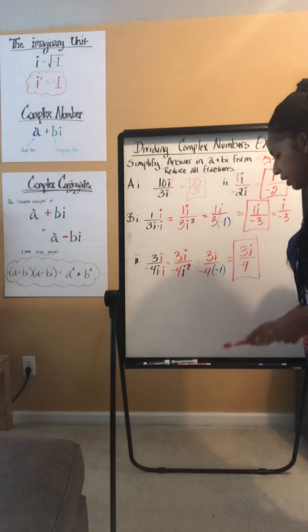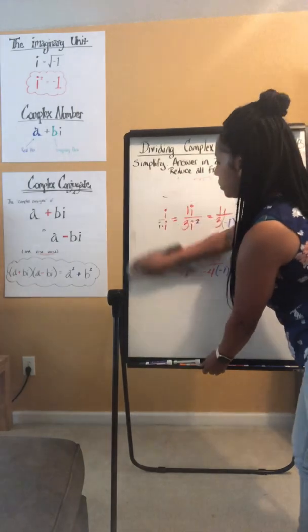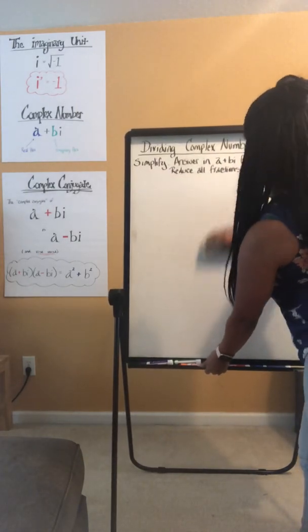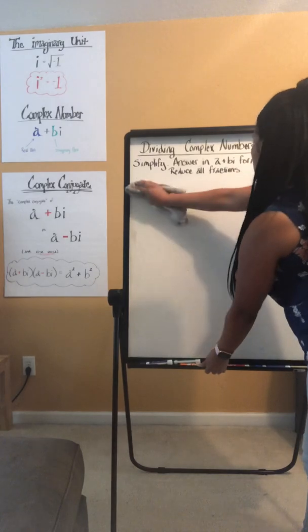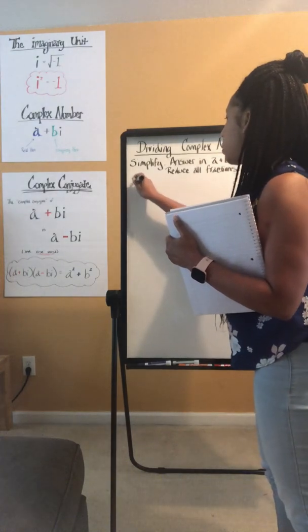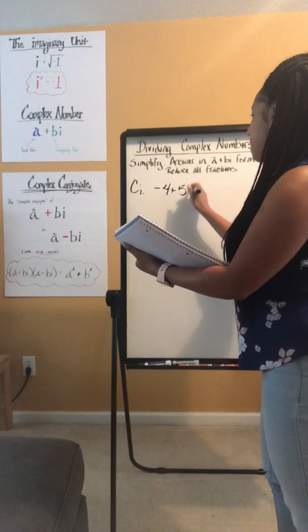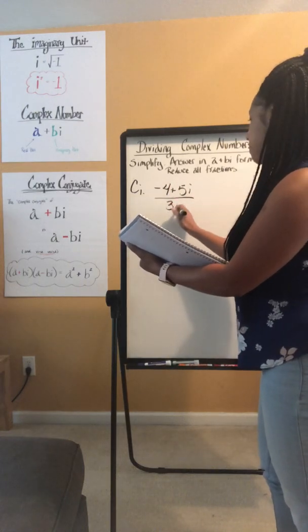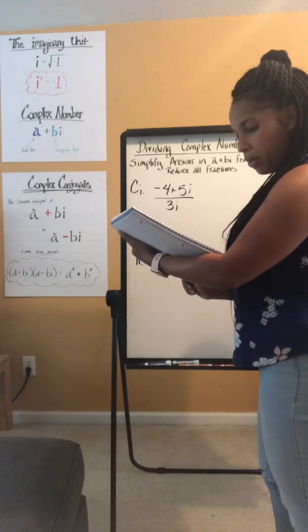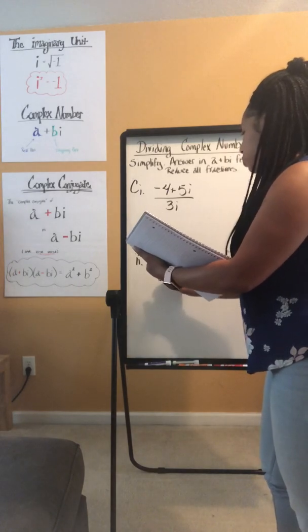So that was example A and example B. Real quick, I'm going to do an example C for you before I move on to the next video. The directions are the same. We're just simplifying and answering in a plus bi form, and if I have any fractions, I'm going to reduce them. My example C1 is -4 plus 5i over 3i. And C2 is 1 minus i divided by -2i.